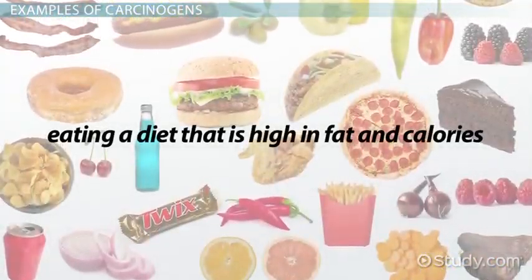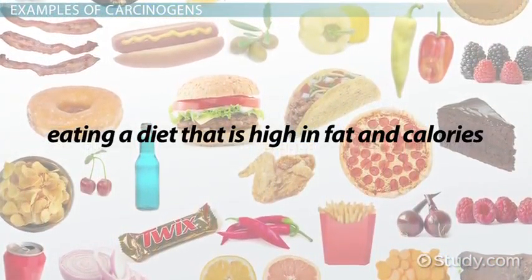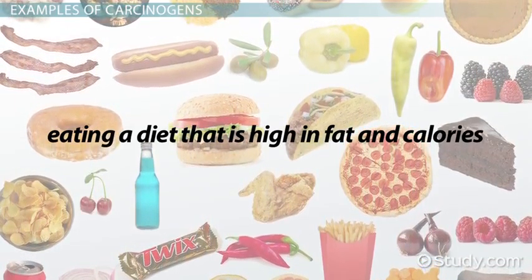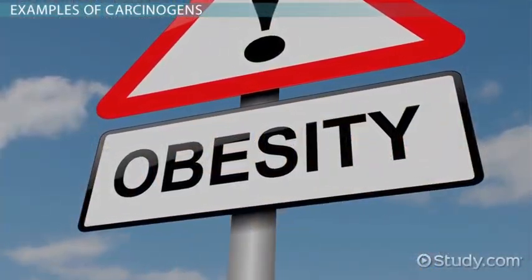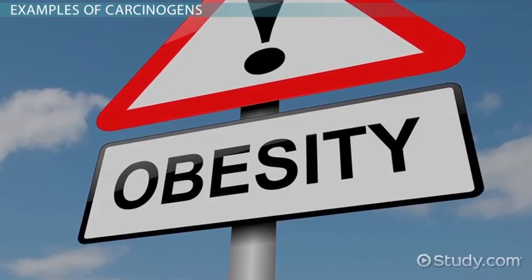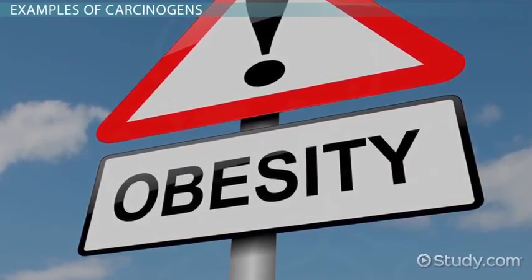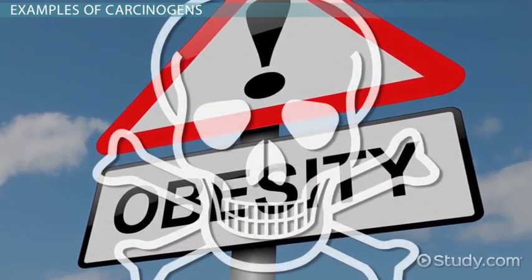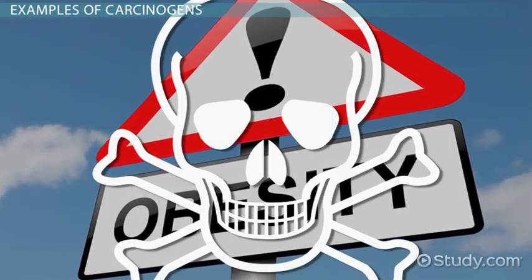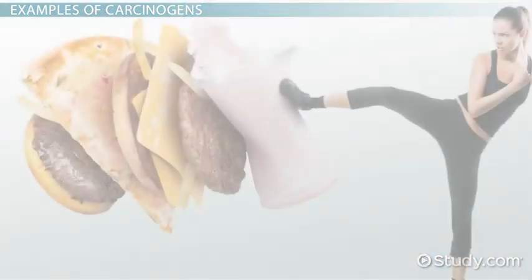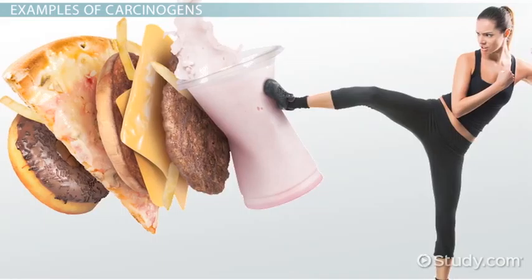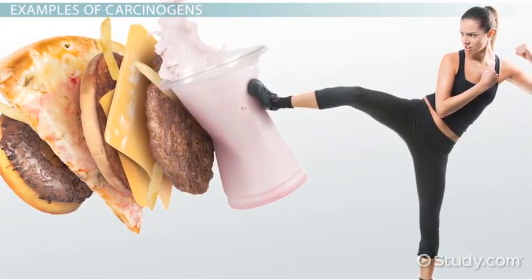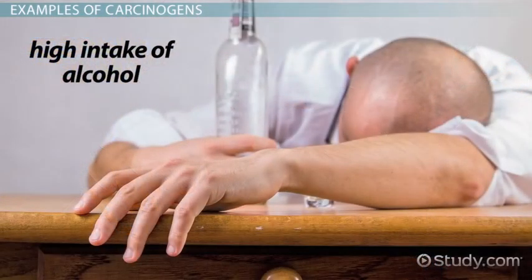Eating a diet that is high in fat and calories can be considered a carcinogenic lifestyle because it can lead to obesity, which is associated with several different cancers, such as cancer of the esophagus, pancreas, colon, and rectum, breast, endometrium, kidney, thyroid, and gallbladder. Cutting down on fatty foods and meats will decrease the risk of obesity that can lead to cancer. High intake of alcohol is associated with cirrhosis of the liver and liver cancer.